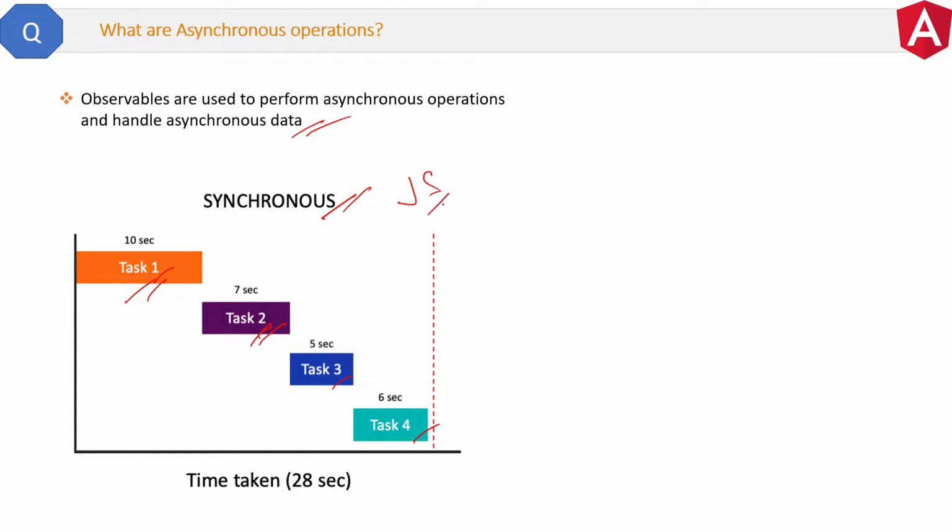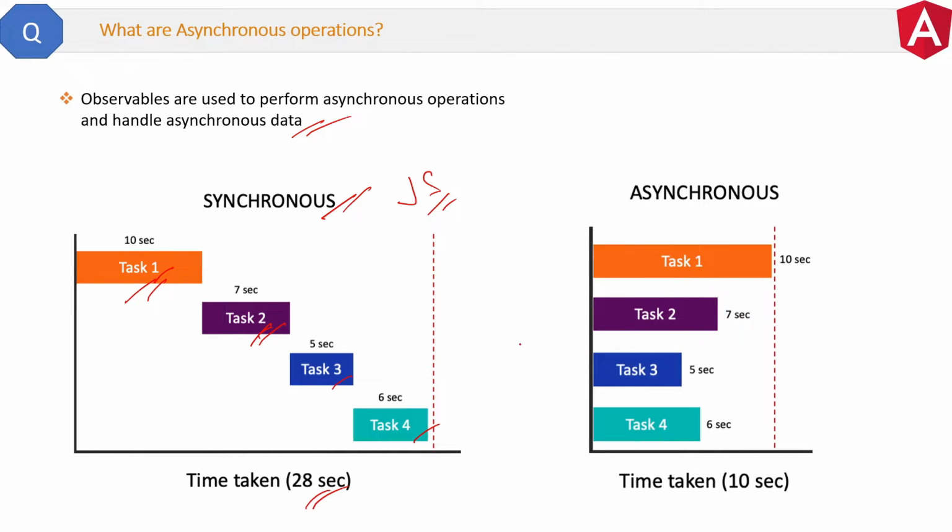Now if you notice here, these 4 tasks will take around 28 seconds to complete. On the other hand, in asynchronous programming, if task 1 is running, then in parallel other tasks can also run. Here you can see in the diagram that the whole set of 4 tasks will be completed in just 10 seconds. Sometimes, depending on the CPU, it may take some more time, but in any case, asynchronous programming is more efficient than synchronous programming.